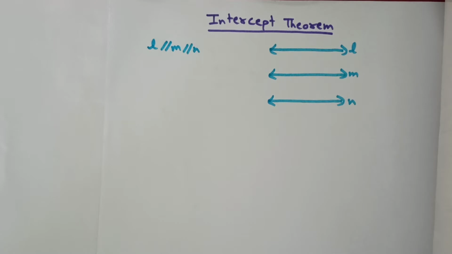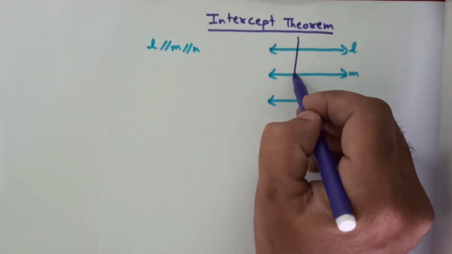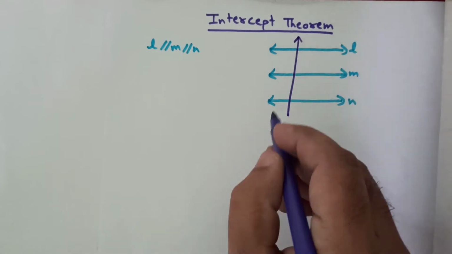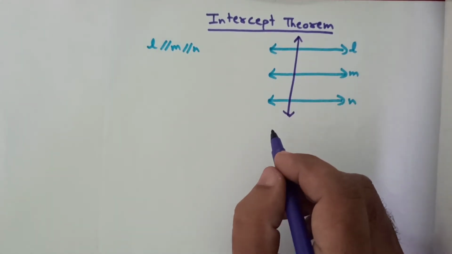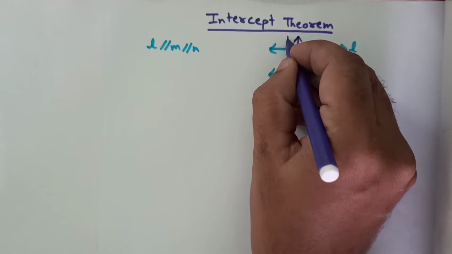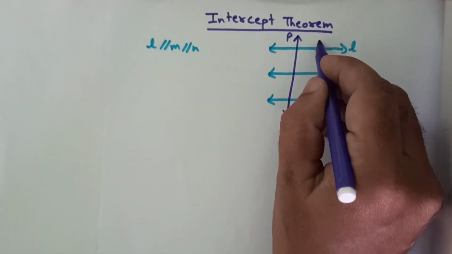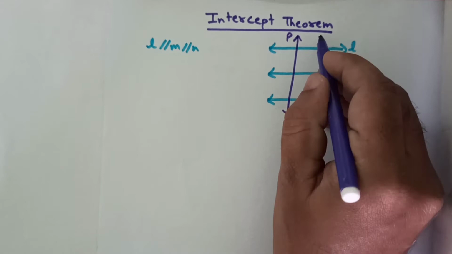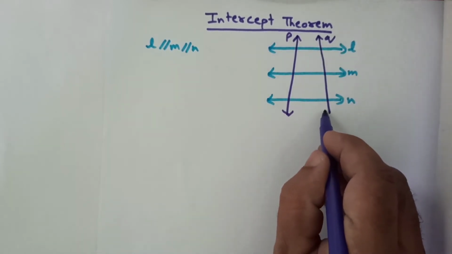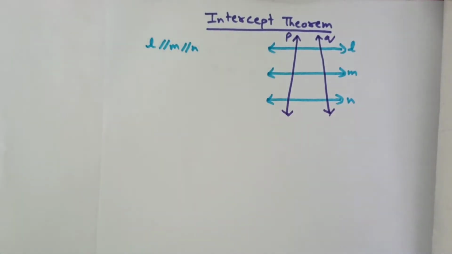Line L, line M and line N, all three lines are parallel to each other, and a transversal is drawn. What is a transversal? A transversal is a line which intersects all these three lines. This is the transversal. I name it as line P. And another transversal, that is Q. So these are the two transversals which are drawn, intersecting line L, line M and line N.